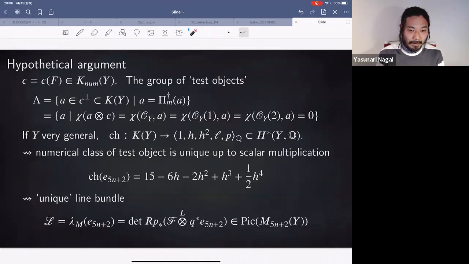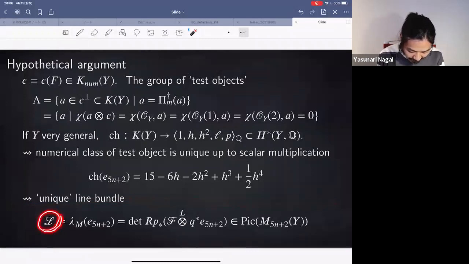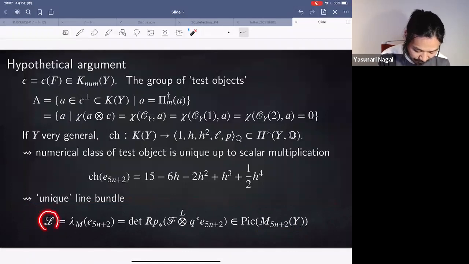So somehow by doing this, up to here, everything is hypothetical. But the definition of this line bundle L is perfectly fine, because this happens on this moduli space, and this moduli space, of course, has a universal family and so on. So we really have this line bundle.